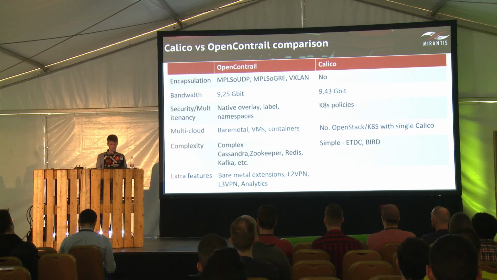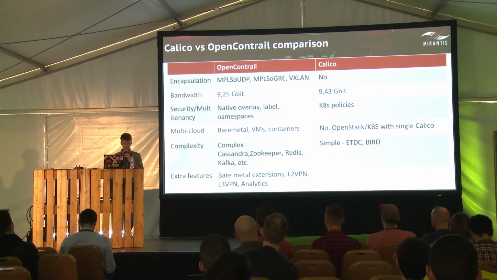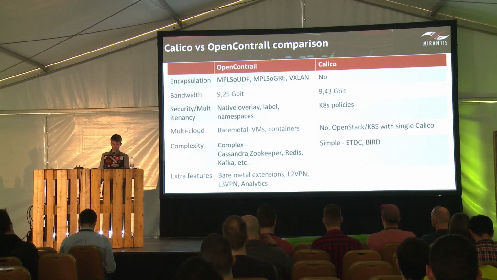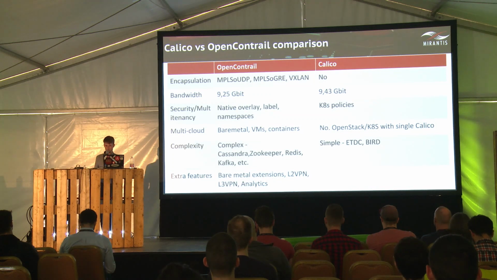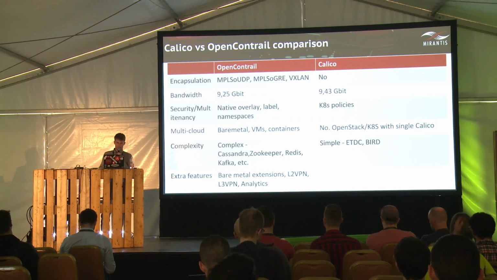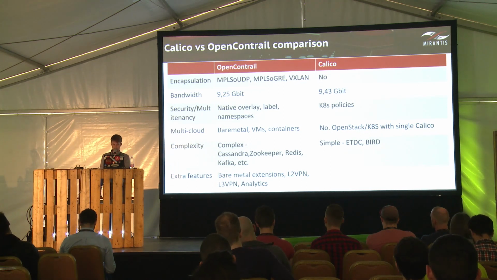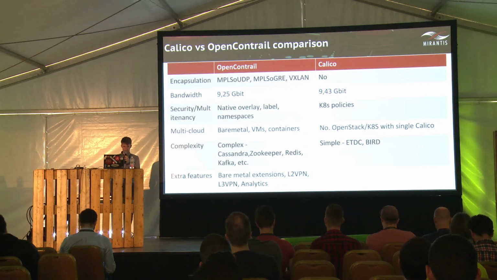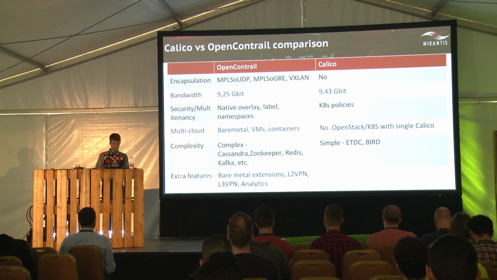There is Cassandra, Zookeeper, Redis, Kafka, and almost every technology which you can think of. On the other hand, Calico is really simple. There is just etcd and BIRD, and BIRD is already managing a significant part of the internet, so I think we should trust it even for managing our container workloads. Calico has some extra features like bare metal extensions, like automatic provisioning of ToR switches, different kinds of VPNs, and analytics.